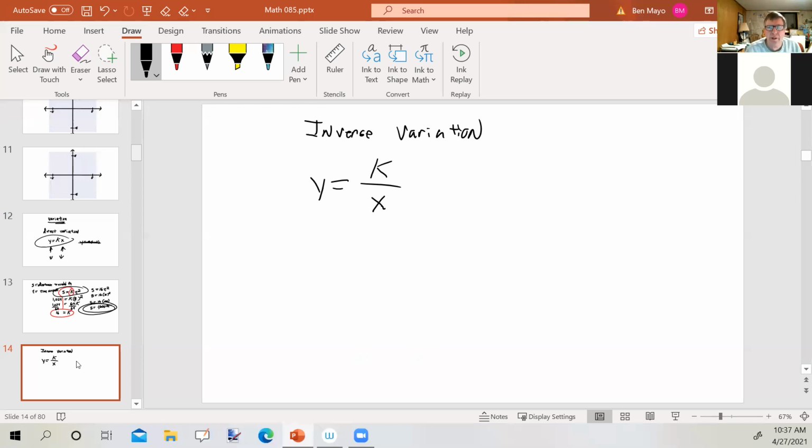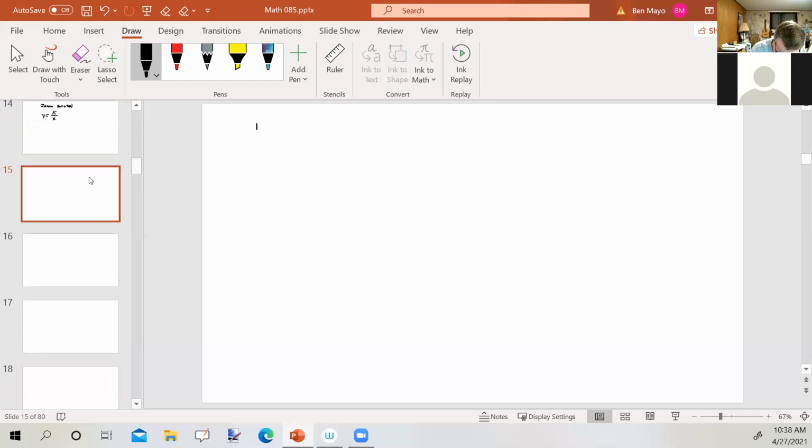It says organ pipes. The frequency of vibration of air in an organ pipe varies inversely to the length of the pipe. If a pipe 2 feet long vibrates 256 times per second, how many times per second will a 6-foot pipe vibrate? Okay, so first of all, let's identify the variables. We've got the frequency.